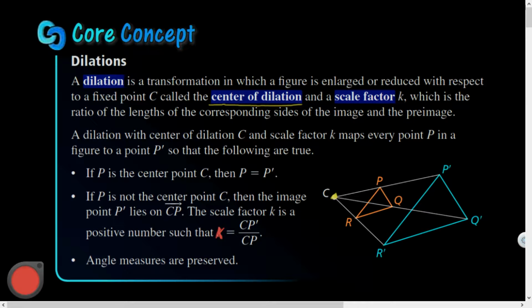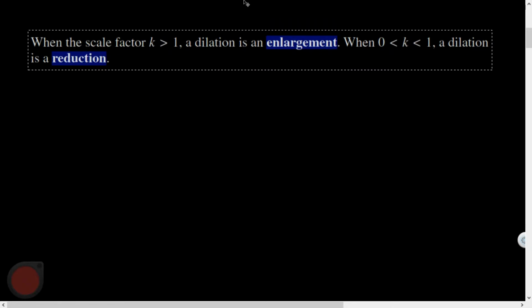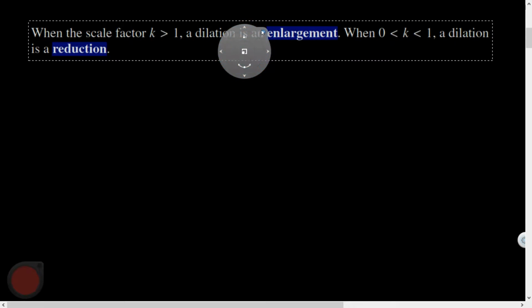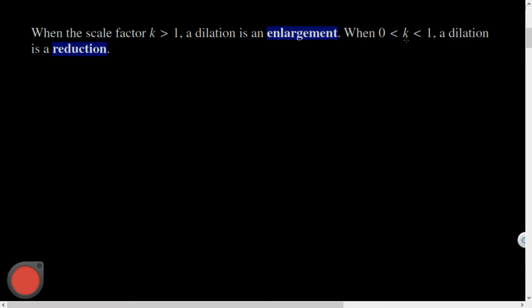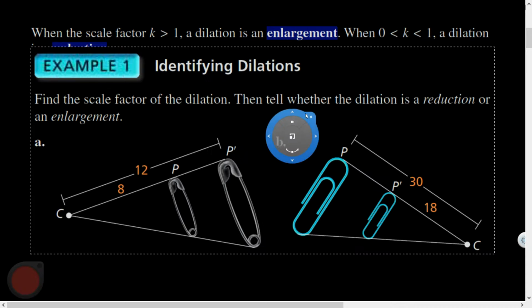All right. However, it's not always scaling up, as one might suspect. A dilation is a reduction when the value of K is between 0 and 1, and a dilation is an enlargement when K is greater than 1. That's just fractions, friends. That's how fractions behave. I think you guys would agree. Multiplying by a number that is larger than 1 would do that.